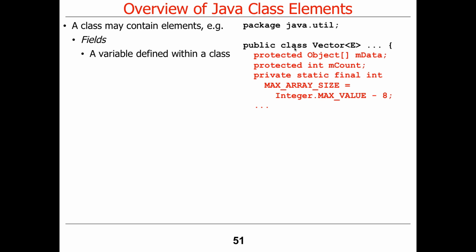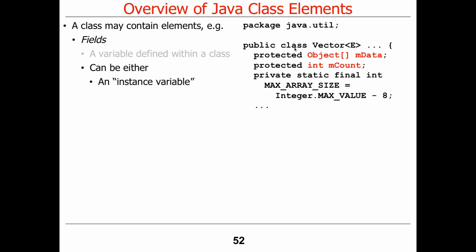If this was C++, we'd call it a data member. And it's basically a variable that's defined in the context of the class. It goes inside of the class scope. And you can have 2 different types of fields. One are called instance variables. And those are variables where each object has its own copy of the field. So an instance variable is a copy.